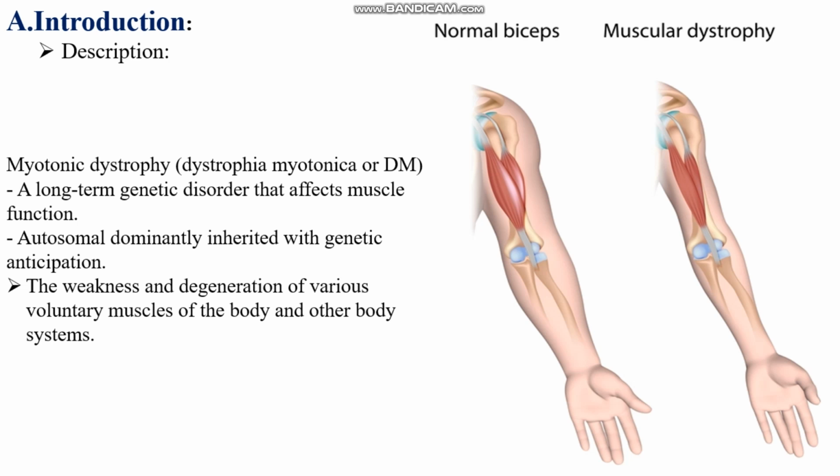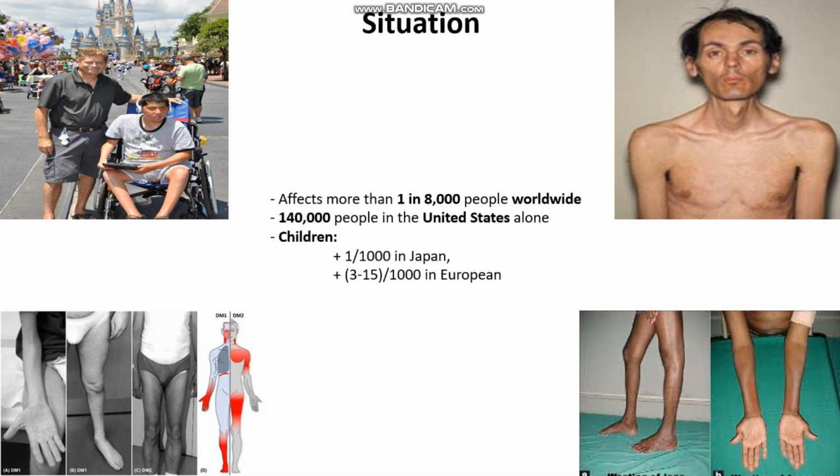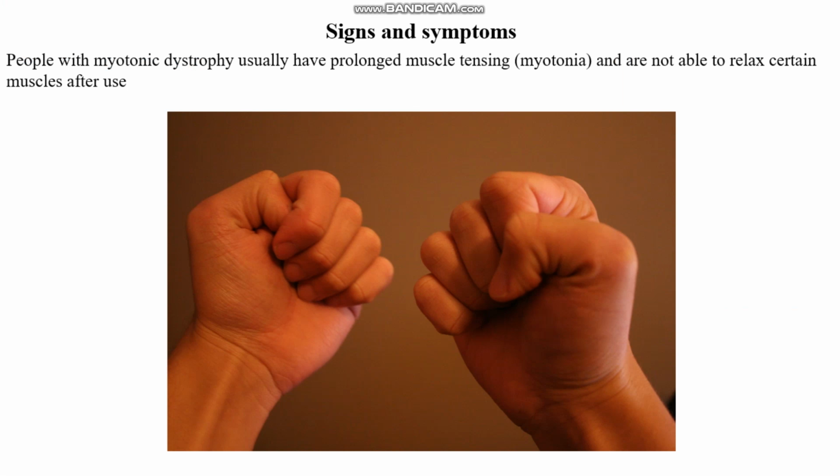As you can see by the picture, the muscles in the patient tend to shrink over time compared to the average person. Here are some pictures of people with this disease in the world. It affects more than 1 in 8,000 people worldwide and 140,000 people in the United States alone. In particular, this disease can occur in children with a rate recorded in Japan as 1/1,000th or 3 to 15 per 100,000 in Europe.